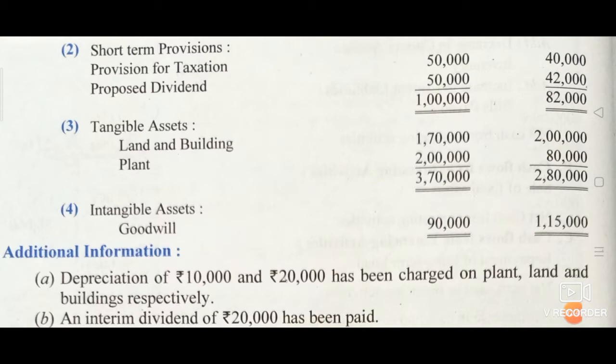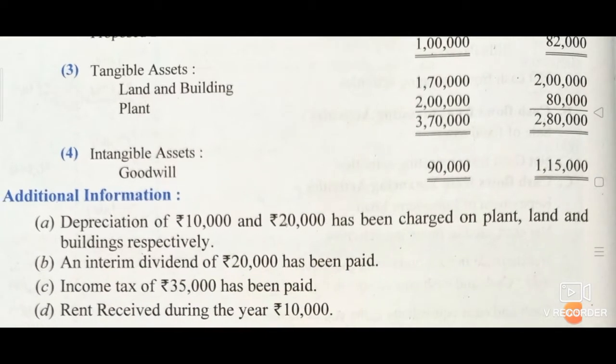Then tangible assets. As there is adjustment on land and building and plant, we have to prepare land and building account and plant account. And then lastly, goodwill, it was 1,15,000 and now it is 90,000, so it should be written off. See the additional information. First adjustment is on plant and land and building regarding depreciation.